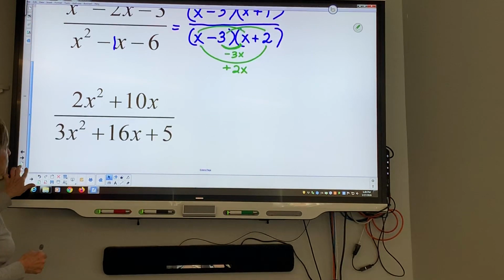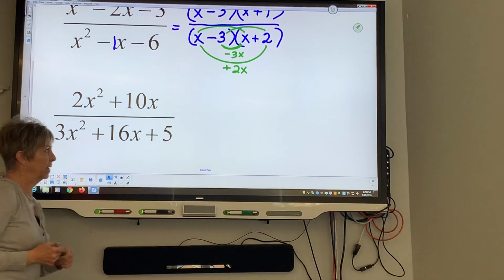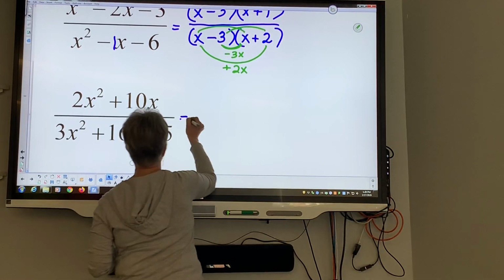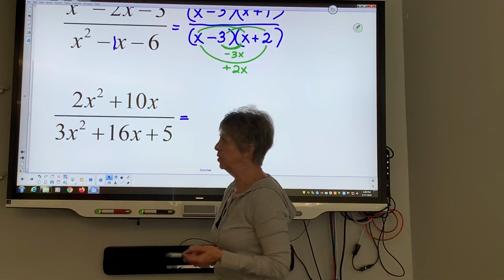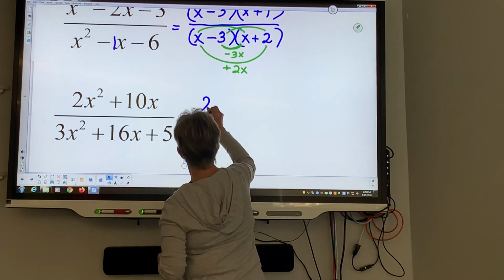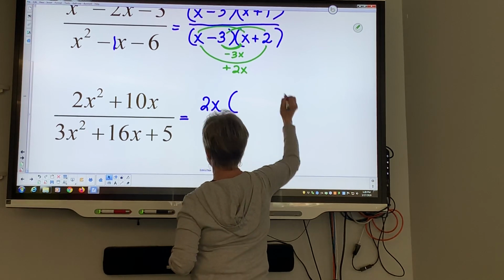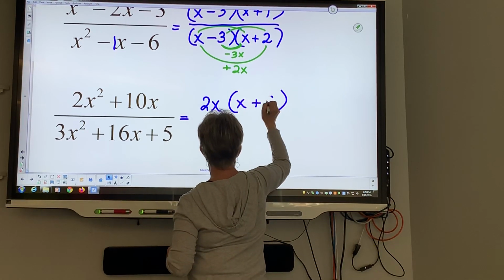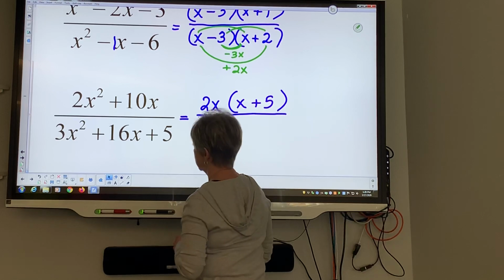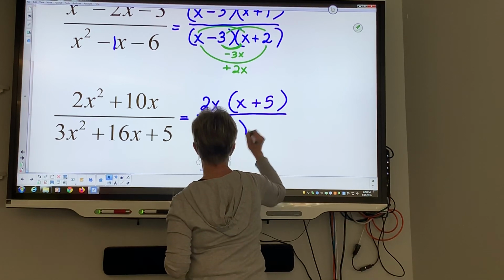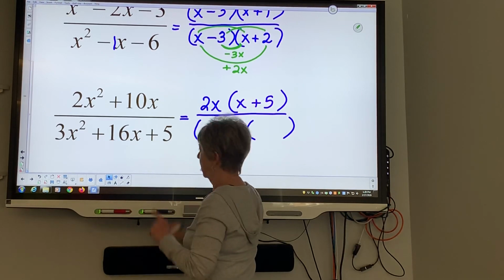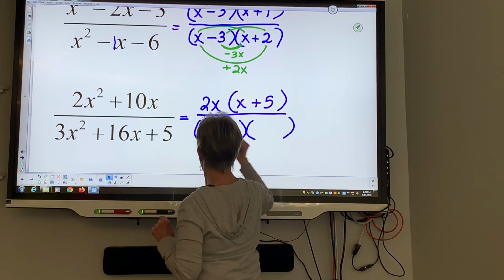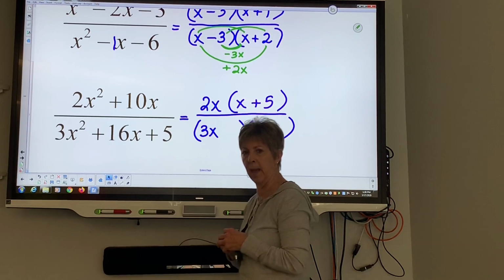All right, last one. All right, got to do some factoring here. Top is not a trinomial. It's not difference of 2 squares. This is my old GCF. I'm going to take out a GCF of 2x. It's going to leave x plus 5. Denominator is a trinomial. This one's a little tougher because I got that 3 there, but not too tough because the only way I can split it up is 3x and x.